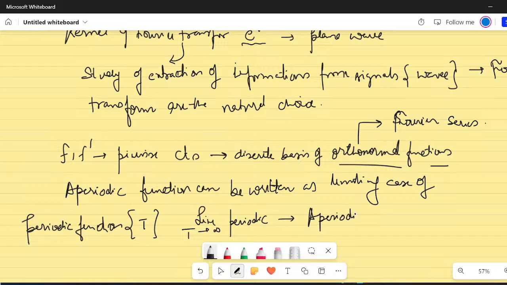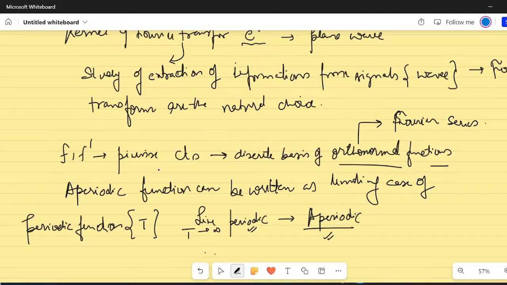So basically, an aperiodic function you can consider as a limiting case of the periodic function. If this happens, the Fourier series in the discrete basis for the periodic function reduces to a Fourier integral. Here it is a series in the discrete basis, and here it becomes a Fourier integral in continuous basis. This is something that we have already discussed. Now today we are going to start with a few questions, and see how to go about them.